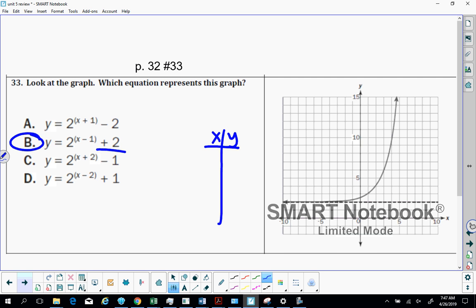Cool. Remember that you can also just find the points on here. So I can put X and Y and I can go, okay, I see that this point right here is 3, 6. And I find another point, this one's at 4, 10. And so that way I can plug each of those into the table and figure out which one gives me those 2 points.